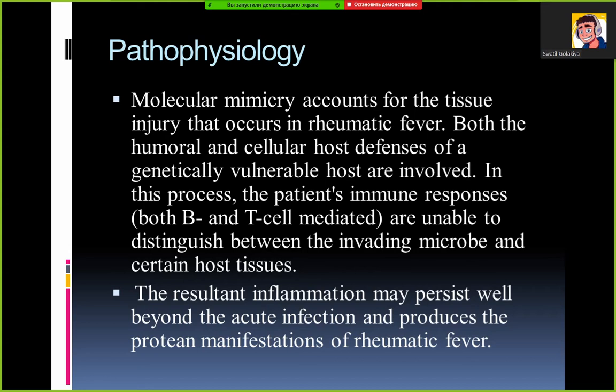So once again, in pathogenesis two phenomena play a role: the production of autoantibodies and molecular mimicry.